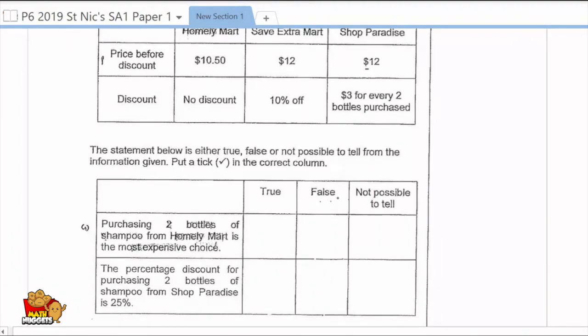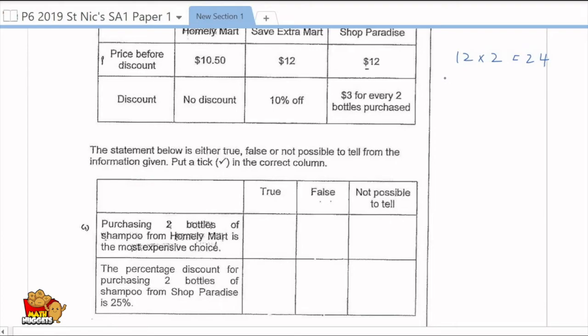Purchasing 2 bottles of shampoo from Homely Mart is the most expensive choice. Because Homely Mart does not give us a discount, Save Extra Mart gives us 10% off. I suppose we will actually have to go and calculate the price for buying 2 bottles. So 2 bottles will be 12 times 2 at the Save Extra Mart, which is $24. This is the original price.